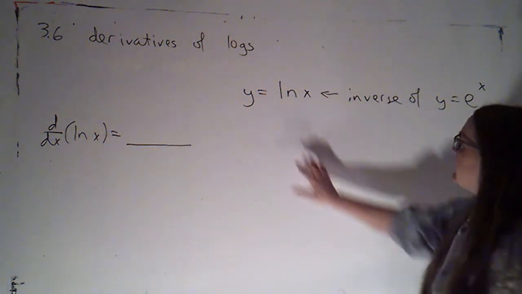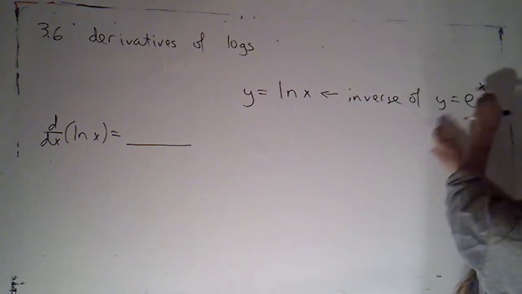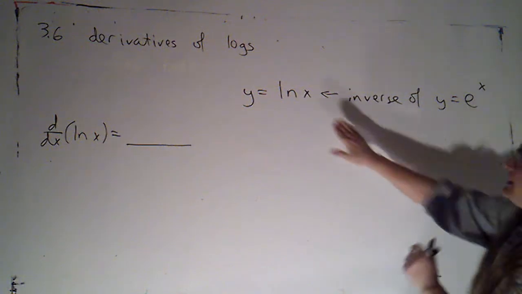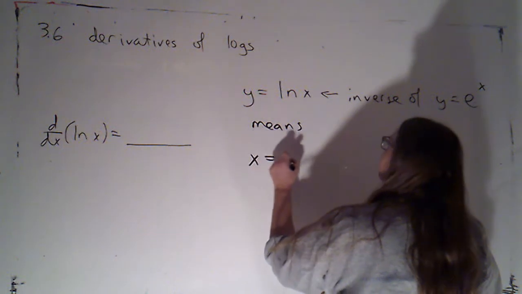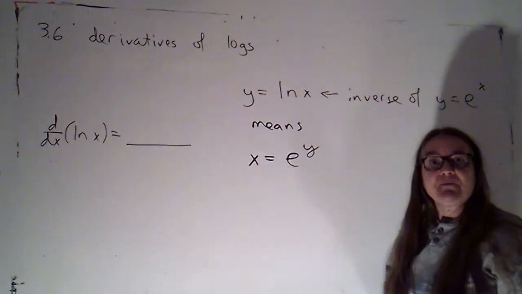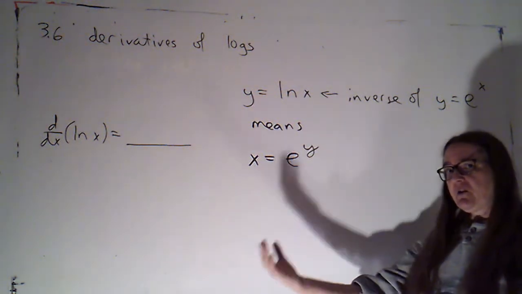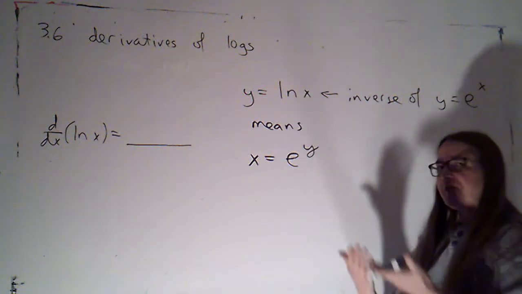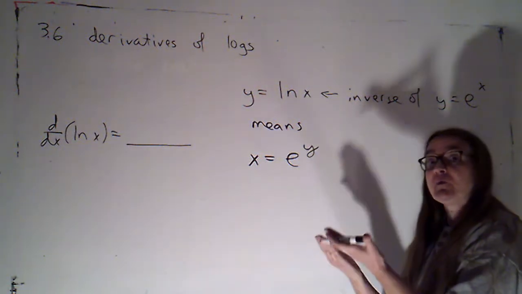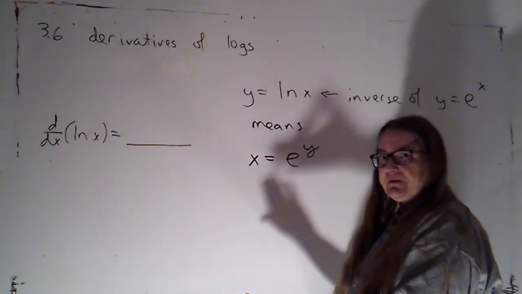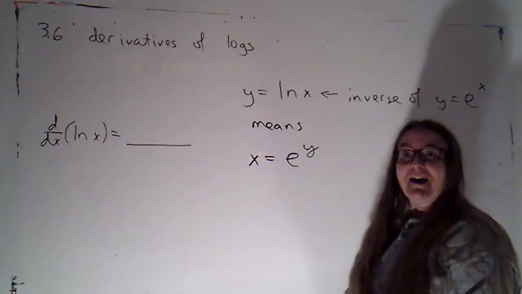Now, what that means is that this equation right here is equivalent to just taking this equation and switching the roles of x and y. So y equals the natural log of x means x equals e to the y. This is actually very similar to what we had with inverse trig. At the start of the last section, we didn't yet know the derivatives of the inverse trig functions. But we knew that they had a very important relationship to the trig functions. If we restricted the domains appropriately, then they were just the inverses of those functions.